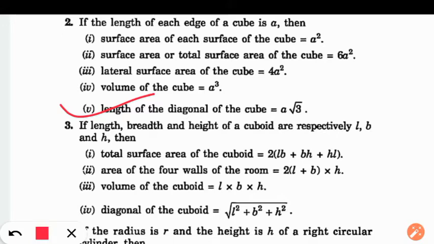So we must have root over a square plus a square plus a square, which gives you a root 3. So root 3 into side is the formula to find the length of the diagonal.